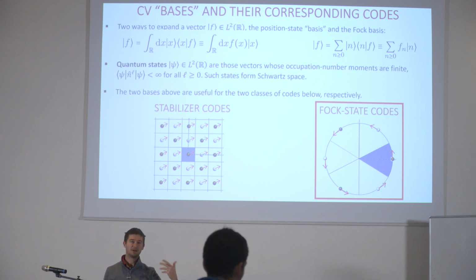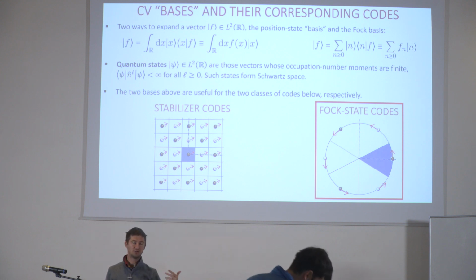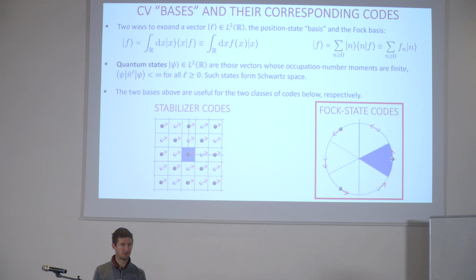GKP codes pick a 2n-dimensional lattice in the 2n-dimensional phase space, and that stores a discrete amount of information, a qubit. And they're both described by groups of displacement operators, stabilizer groups of displacement operators, right? The group was continuous in the case of hyperplanes and discrete in the case of GKP codes.